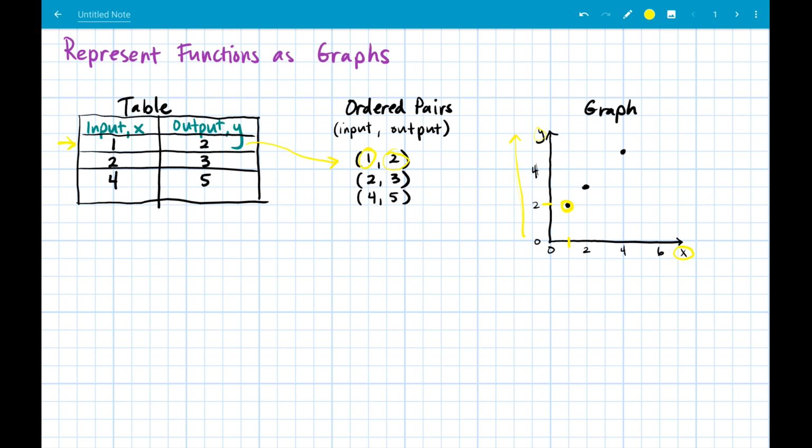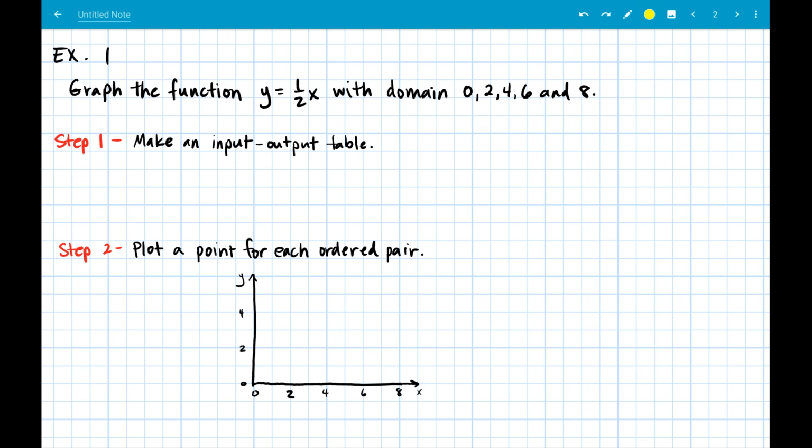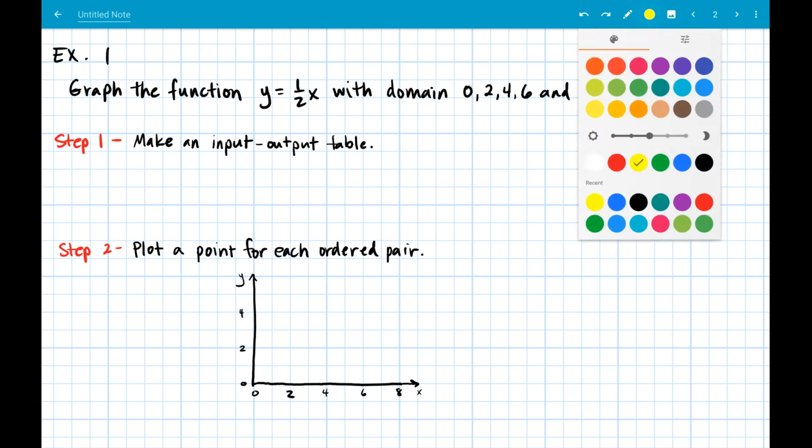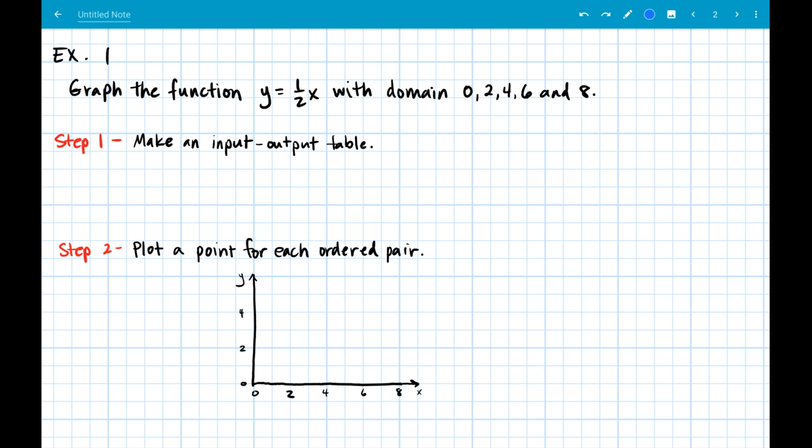We're going to look at 2 examples in this video of some problems similar to this. So this example tells us to graph the function y equals 1/2 x with a domain of 0, 2, 4, 6, and 8. Our very first step to solve this problem would be to make an input and output table. I can make it horizontally or vertically. I'll make this one horizontally.